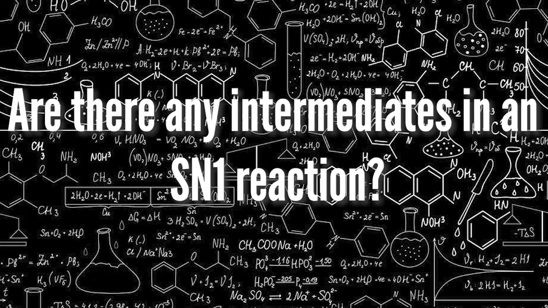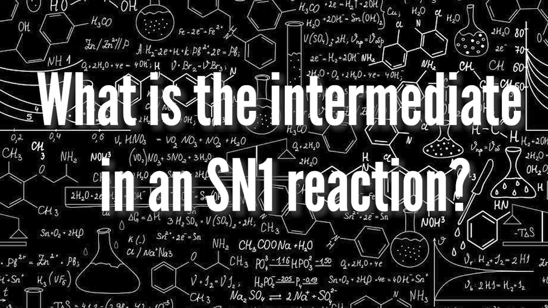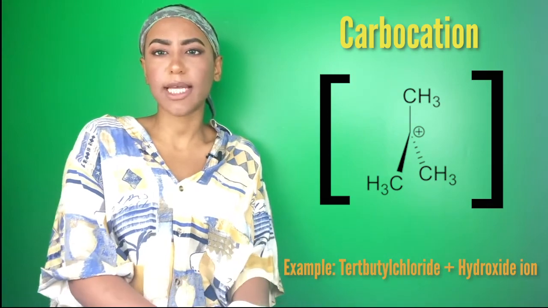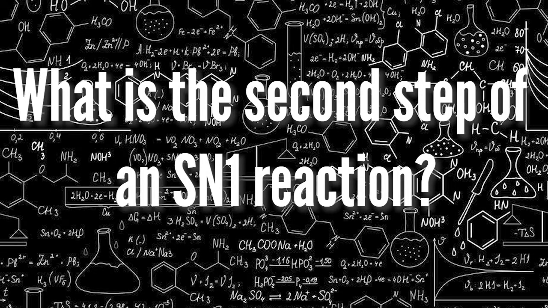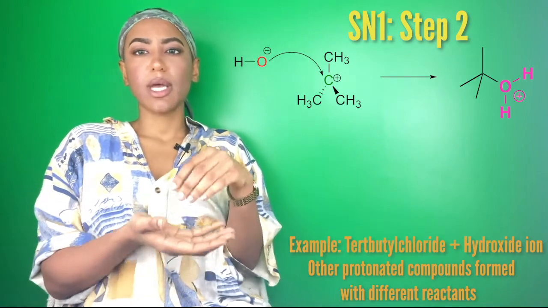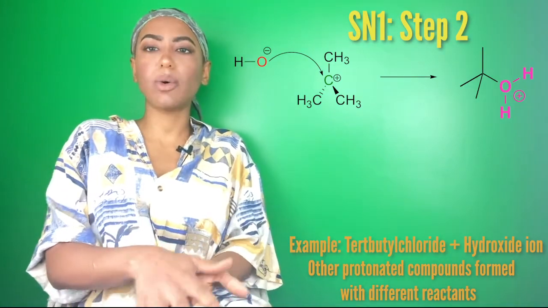23. Are there any intermediates in an SN1 reaction? Yes, there are. Question number 24. What is the intermediate of an SN1 reaction? The intermediate of an SN1 reaction is the carbocation formed in the first step. 25. What is the second step of an SN1 reaction? The second step is the reaction of that carbocation with a base to form a protonated alcohol.